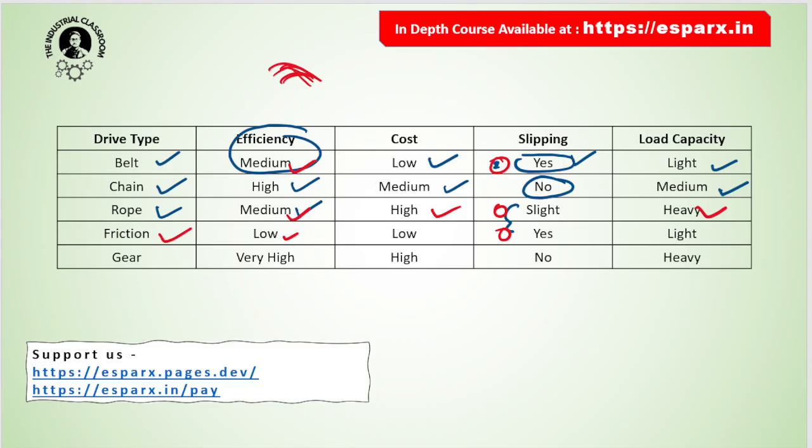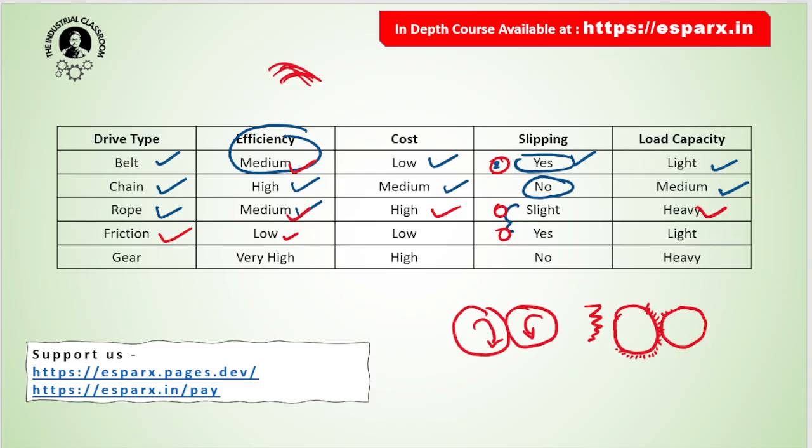In the friction drive, two wheels are in contact with each other and move by friction. There are no teeth here. We can say there is a slightly rugged surface. These are not gears, right? These are rough surfaces due to which friction drives. Next, cost is low, there is slipping, and load capacity is light. In gear, it is very high efficiency, high cost. Slipping here is no, because it is a positive drive, and load capacity is heavy.